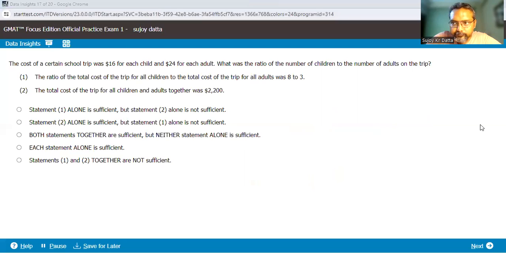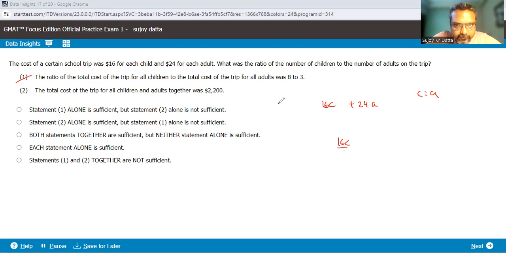All right. The cost of a certain school trip was 16 for each child and 24 for each adult. Ratio of children to adults. Okay. The ratio of the cost of the trip, total cost of children to total cost of adults, 16C to 24A, is given. So from there, the ratio of C to A we will get. So is statement one sufficient?